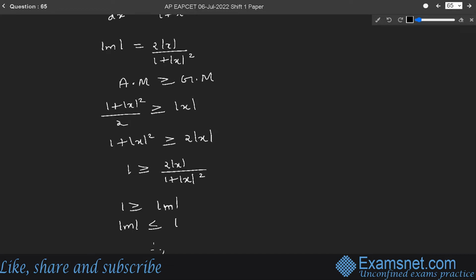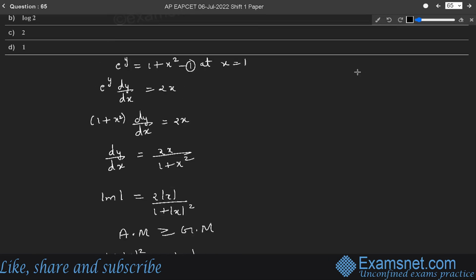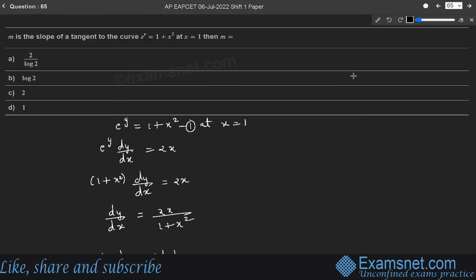Therefore, we can say that m belongs to [-1, 1]. So the correct option for this question will be either -1 or +1 according to the given options. Here, option D will be the correct option, which is 1.